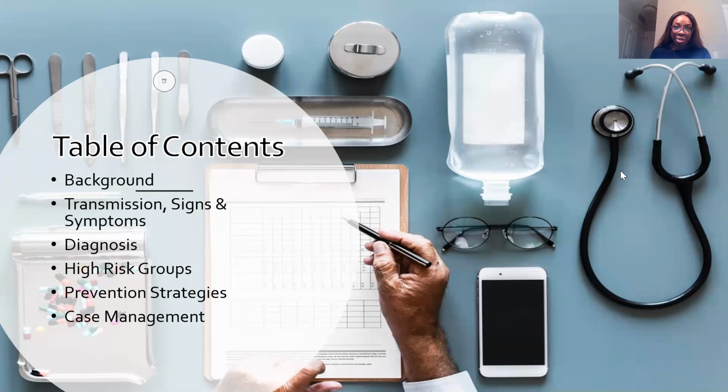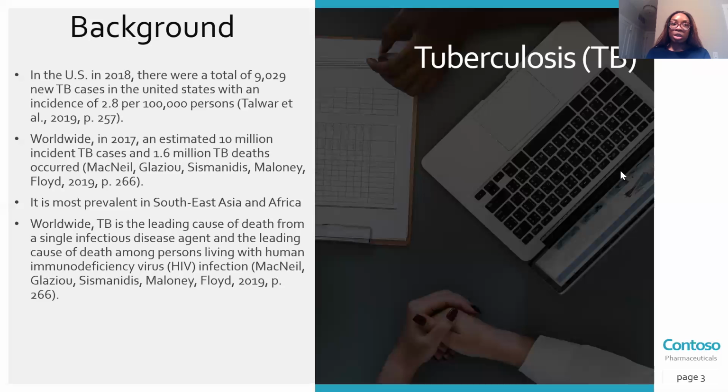So this is just a table of contents. We're going to talk about the background of tuberculosis, transmission, signs and symptoms, diagnosis, high-risk groups, prevention strategies, and case management. Just a background on tuberculosis.